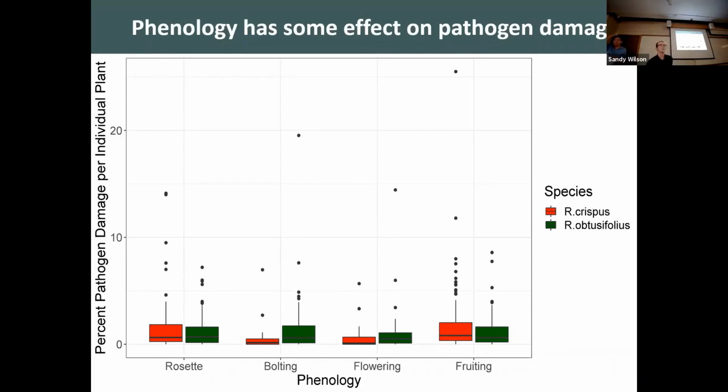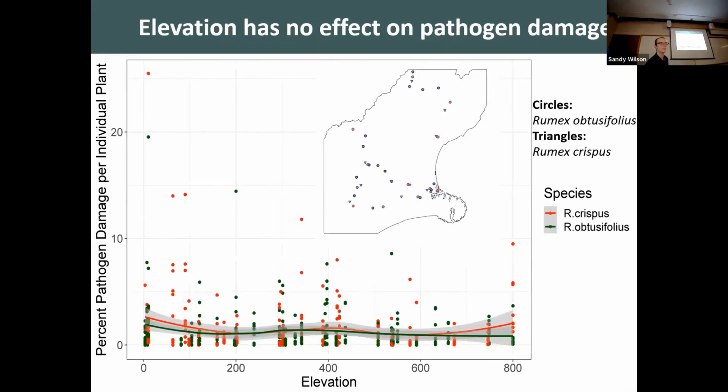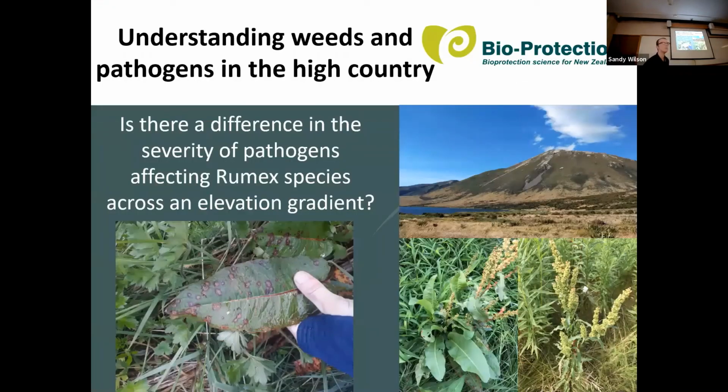Yeah, the pathogen damage you're showing seems quite low. And I'm just wondering, I guess two things. One is, do you think it's actually a problem for plants and limiting them? And do you think maybe the lowness is related to being fairly early in the summer?